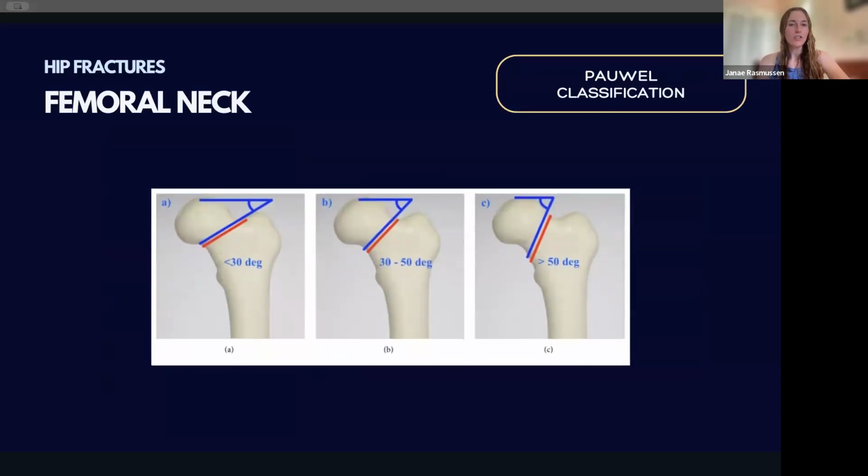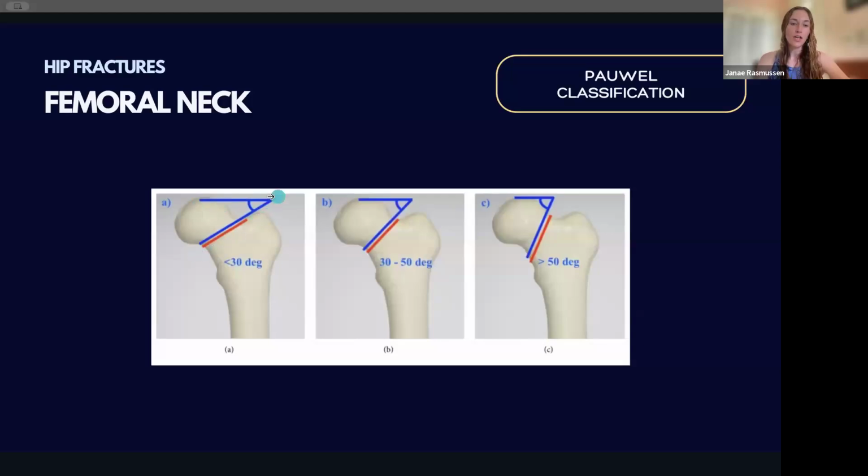Another common classification has to do with the femoral neck. This is called the Pauwels classification. What this is looking at is basically the angulation of where that femoral neck fracture is. This is very important for considering operative management and the likelihood that the patient might go on to things like non-union or have other issues.